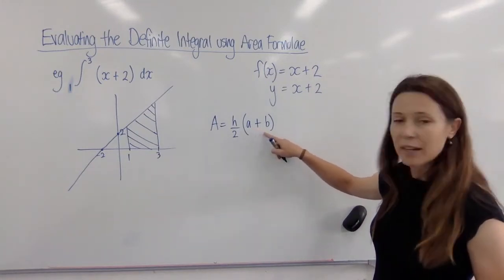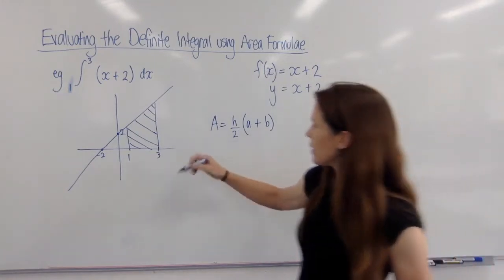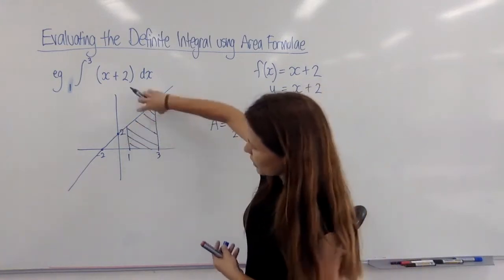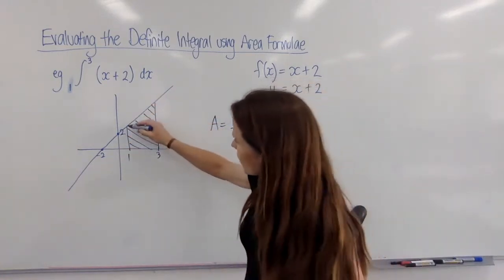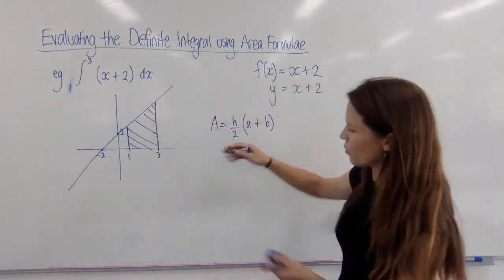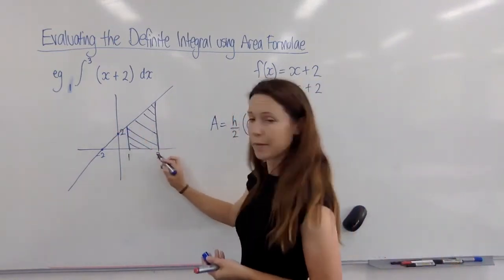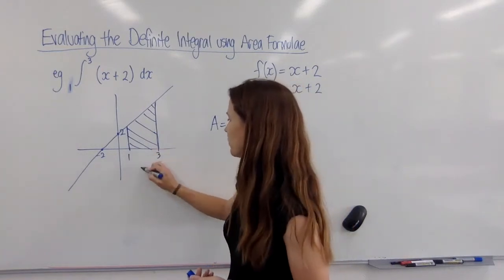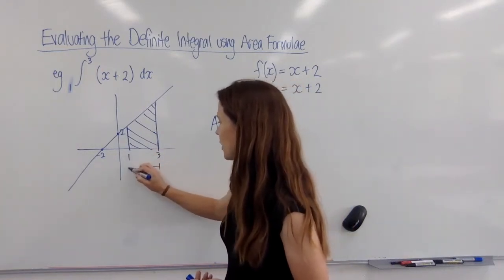Now, the parts I'm going to need for my trapezium formula, I need the top and the bottom, which, this is the trapezium on its side, isn't it? So I'm going to need this height, and the height of the trapezium is actually going to be the width here, which I can see is 2. So I've got a length of 2 there.